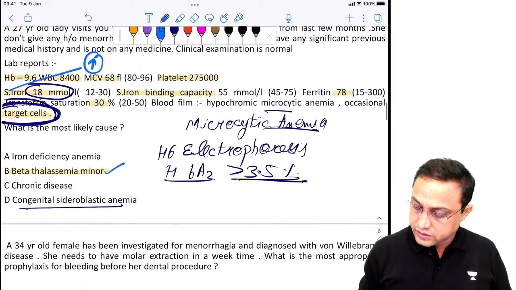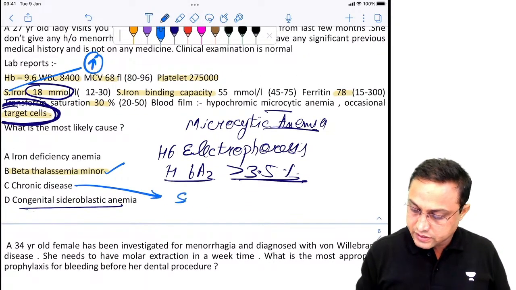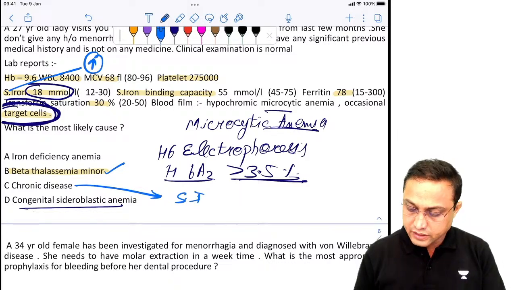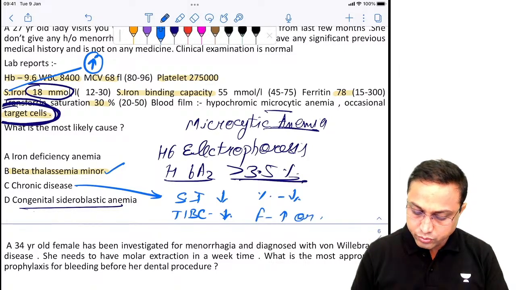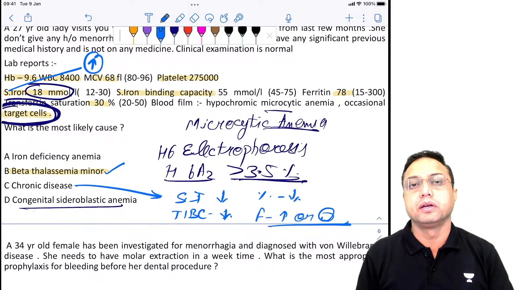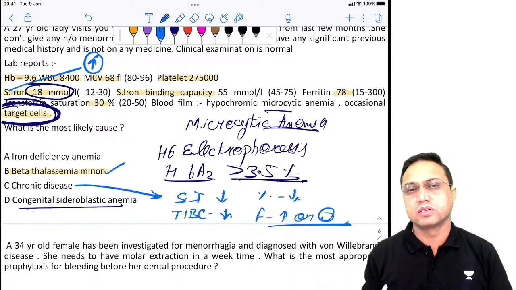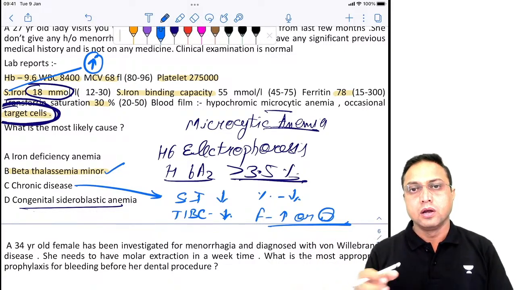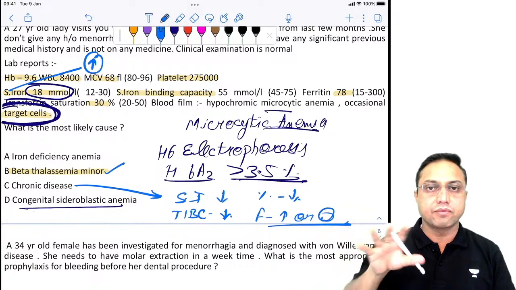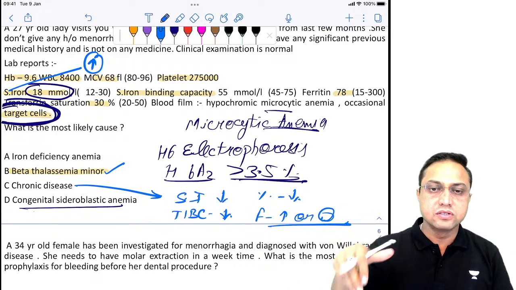Okay, in chronic diseases, what happens, my dear friend, is that the serum iron is going to reduce. What will happen to TIBC, beta? TIBC is also going to reduce. Transferrin saturation is also going to reduce, right? Ferritin level is going to increase, or it can be normal. So now you can frame this thing. Actually, the story of the question is long, but if you find the findings, it is very easy to answer the question.